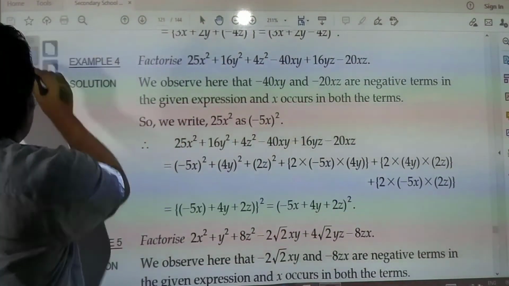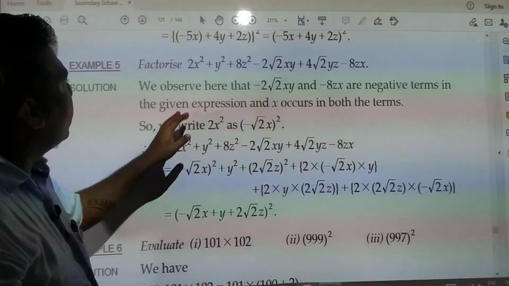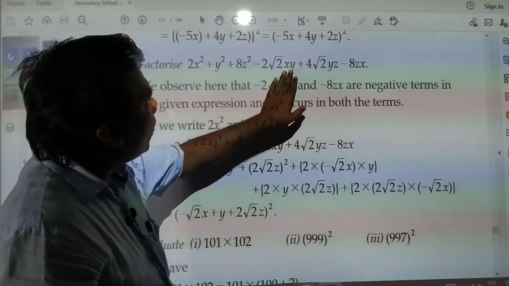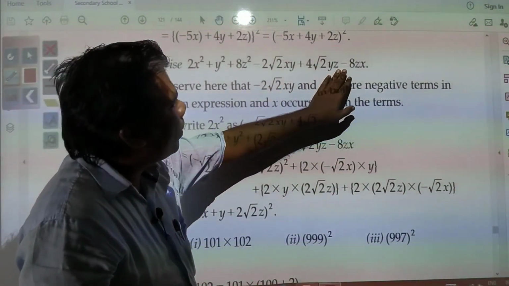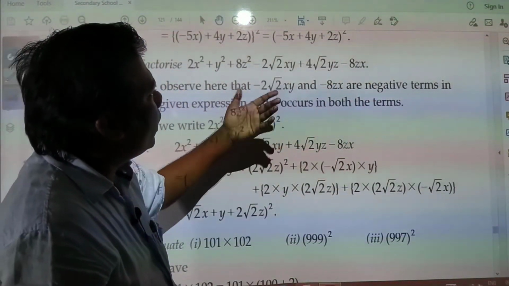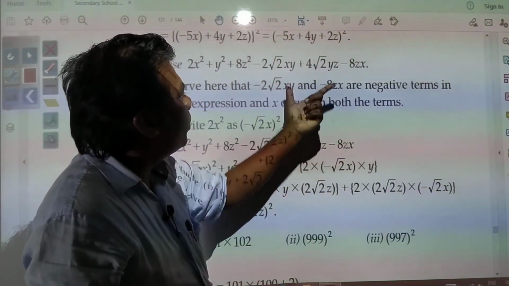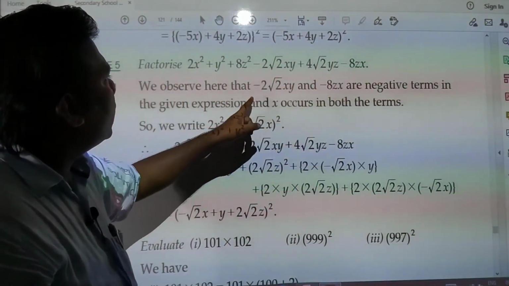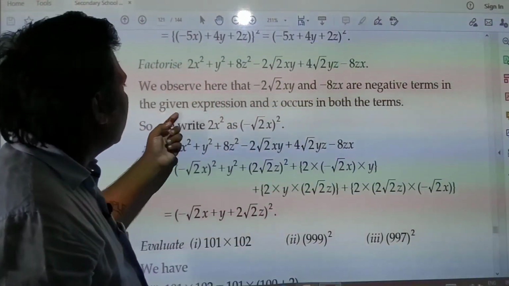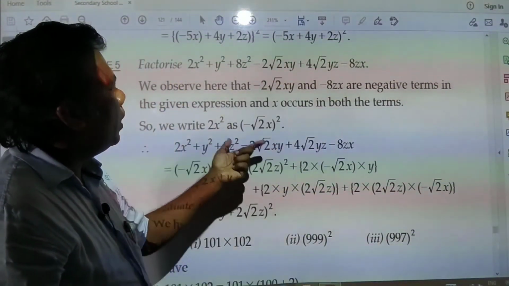Next you see here you have 2x² + y² + 8z² − 2√2xy + 4√2yz − 8zx. So again we need to see which term will be negative. Again you have x and x is being repeated. So we observe here that −2√2xy and −8zx are negative terms in the given expression, and x occurs in both the terms, and that's why the x term will be negative.